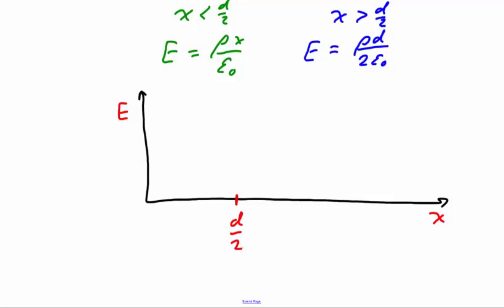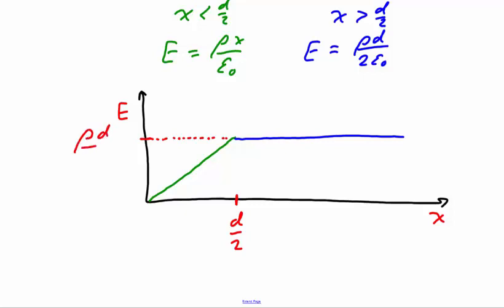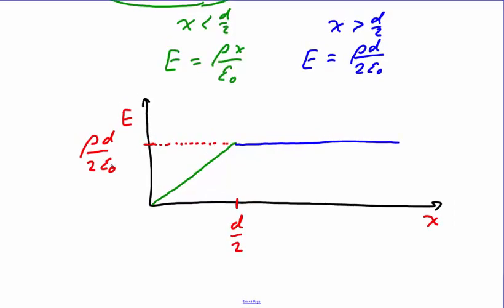Looking at the formula that applies for x less than d over 2, we see that it is a couple of numbers times x, so we expect a linear rise, following which the formula outside the infinite slab has no x dependence. It's simply a number, and that number is rho d over 2 epsilon naught. The final step in solving this problem is to place a tick mark along the y-axis, and we're going to place that tick mark at the value of rho d over 2 epsilon naught, because you'll notice we get the same answer regardless of whether we use the x less than d over 2 formula at this point or whether we use the x greater than d over 2 formula at this point. And that is the Gauss law solution of the infinite thick slab.